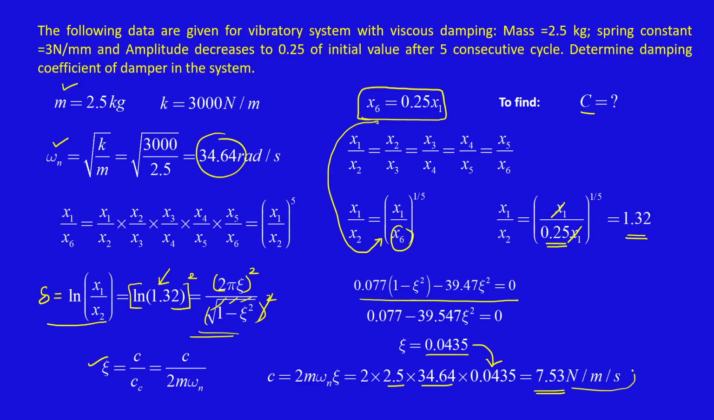So this unit is very important: Newton divided by meter per second. This is the unit for damping coefficient. So this is how you can find the damping coefficient for a given free damped vibration problem.